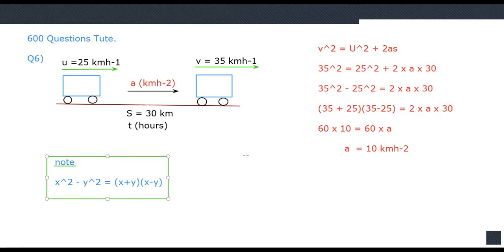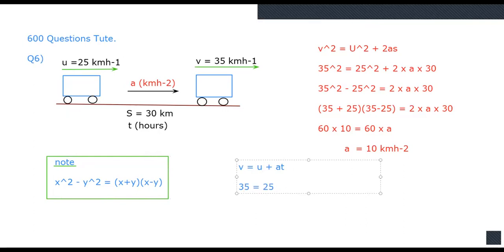Right, now we know the acceleration. Now we can find the time taken easily. So let's try to find the time taken. To find the time taken, now we can use the equation v equals u plus at. Final velocity is 35. Initial velocity is 25. Acceleration is 10. Time is simply t, but please remember that time is in hours, not in seconds. So 25 comes to this side as minus 25. 35 minus 25 is 10 equals 10t. So what do you think should be the next step here?